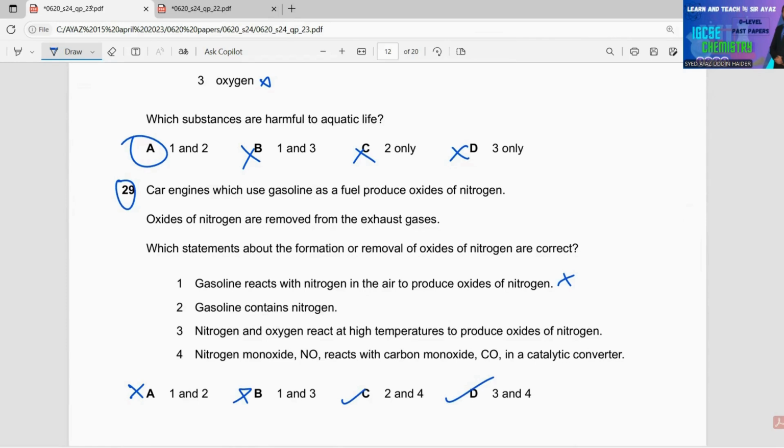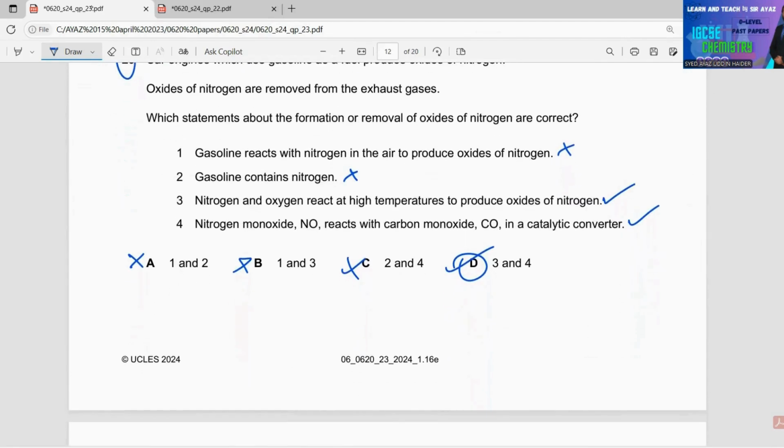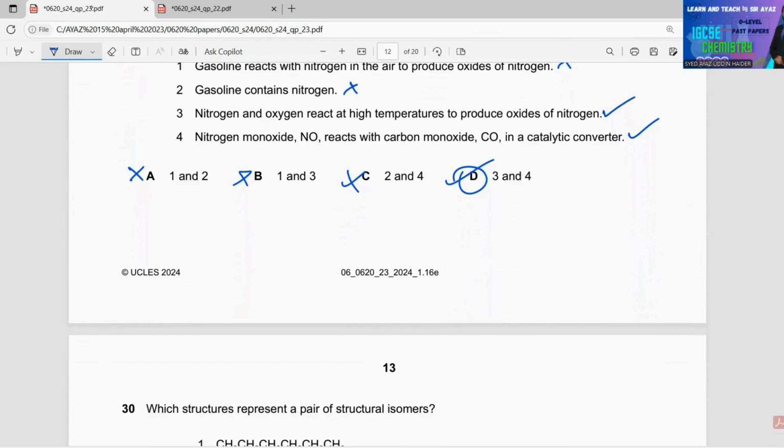2. Gasoline contains nitrogen. This is also incorrect. Nitrogen is present in the air. So we are left with D. D must be the right answer. For convenience, I'm reading these statements also. 3. Nitrogen and oxygen react at high temperatures to produce oxides of nitrogen. This is correct. 4. Nitrogen monoxide, NO, reacts with carbon monoxide, CO, in a catalytic converter. Yes, this is also correct. In this, nitrogen oxide gets reduced to nitrogen and carbon monoxide gets oxidized to carbon dioxide.